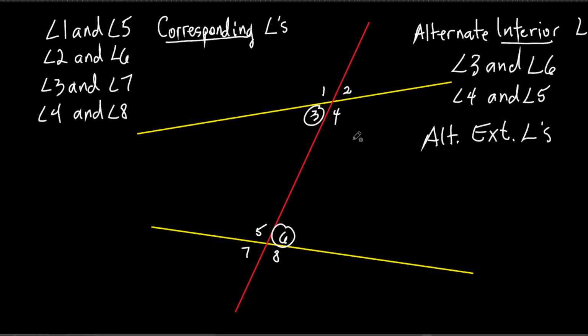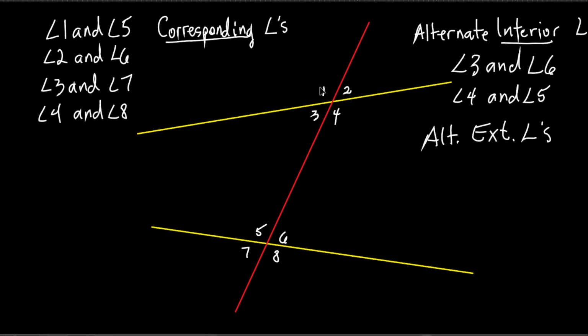Let's take a look at the alternate exterior angles. It's really not much more difficult. Let me get rid of those circles right there. So which ones are the ones on the outside of the two yellow lines? Well, 1 and 2 are outside the yellow lines, and 7 and 8 are on the outside of those yellow lines right there. Now, which ones are alternate?